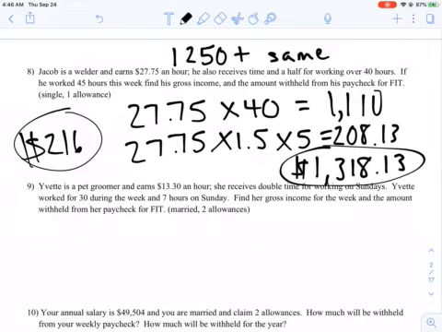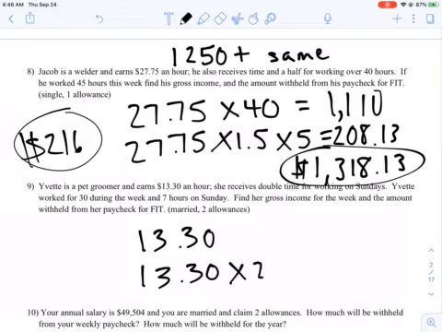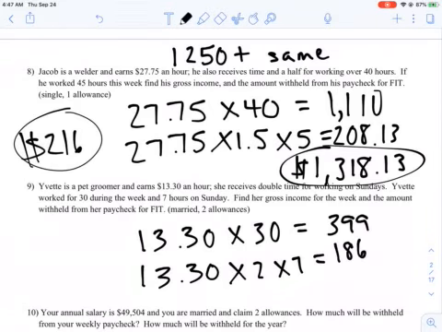So let's look at another one. Yvette is a pet groomer that earns $13.30 per hour. She receives double time for working on Sundays. Yvette worked 30 hours during the week and 7 hours on Sunday. Find her gross income for the week and the amount withheld from her paycheck. So this is $3.99. And $186.20.